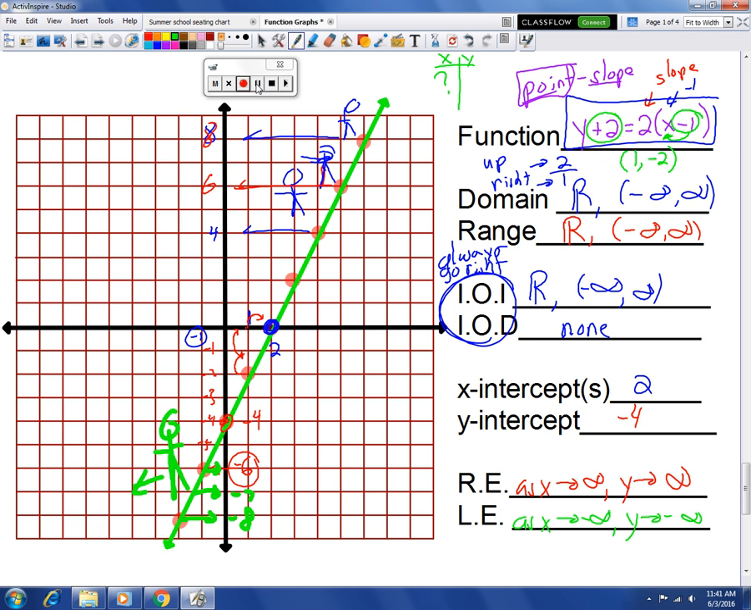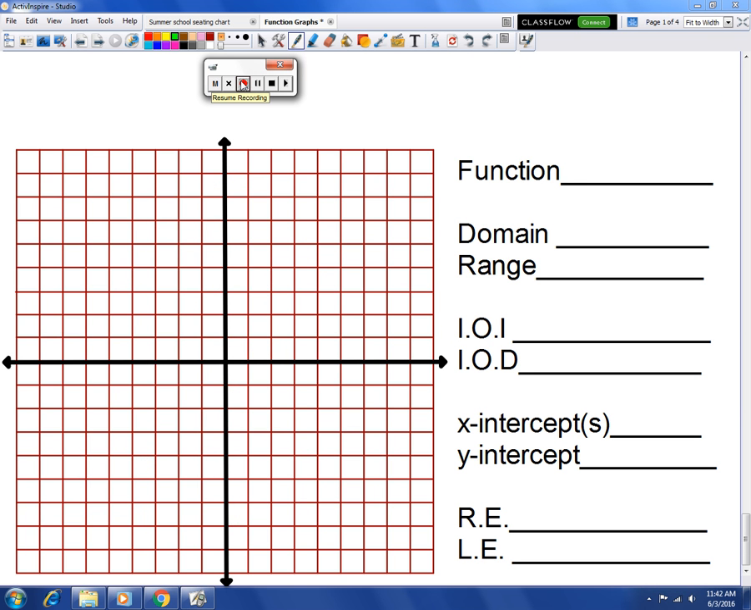Okay, one more. This last equation I'm going to use is not really a function. It comes up every now and then. I'm going to write it like this: x equals 3. It doesn't say y equals 3, it says x equals 3. If it was y equals 3, it'd be this horizontal line right here. No matter where I go on the x-axis, 3, 3, 3, 3.